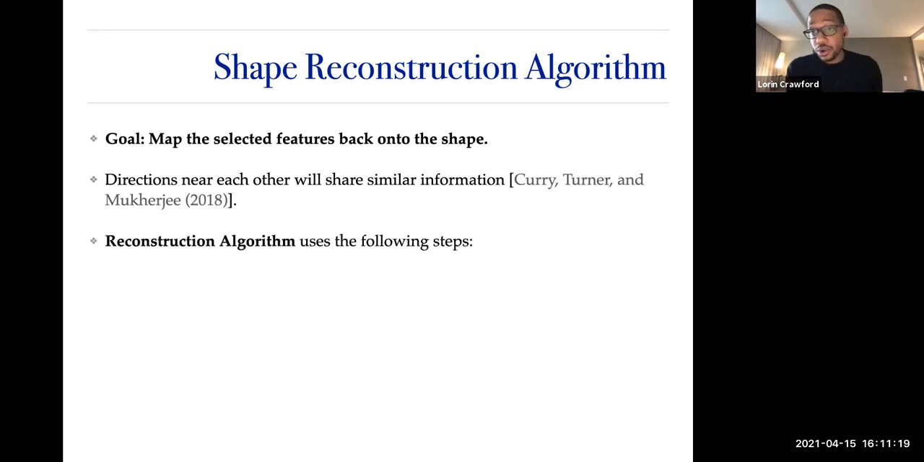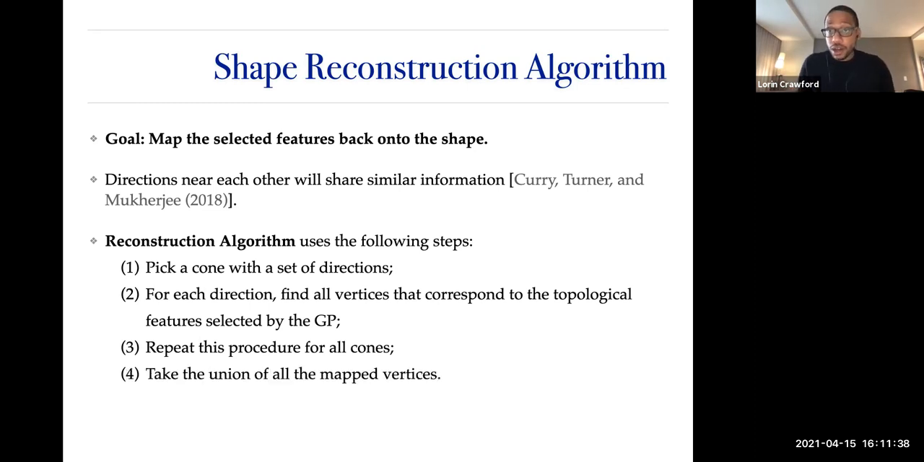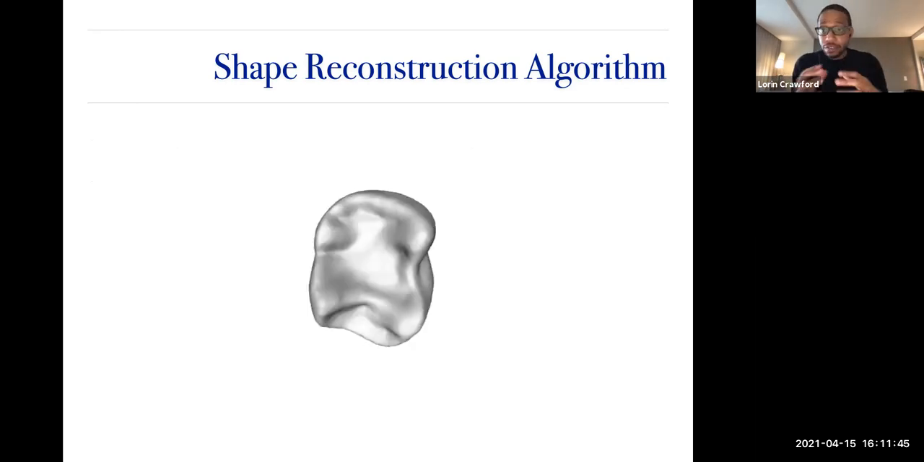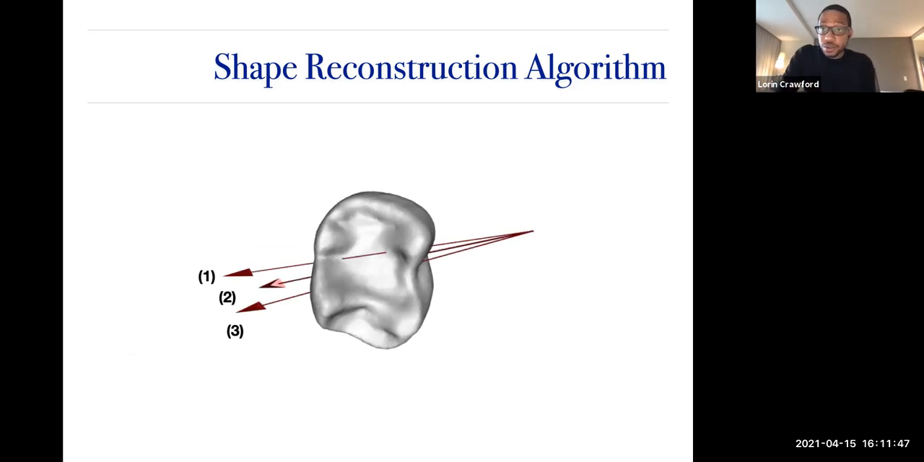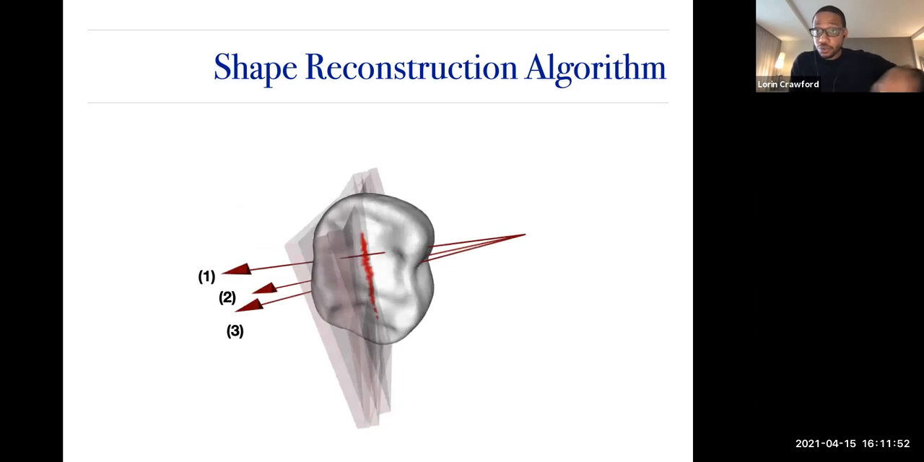So the reconstruction algorithm works as follows. I'm going to pick a cone of directions, some set of directions. I'm going to, for each direction, find all the vertices that correspond to the topological summary statistics that my GP found via RATE. I'm going to repeat this for every cone. And then I'm going to take the union of these mapped vertices as my reconstructed map. Okay, so let me show you how this works as a visual. I have a shape. I have a direction of cones. I'll find the significant ones for that particular cone.